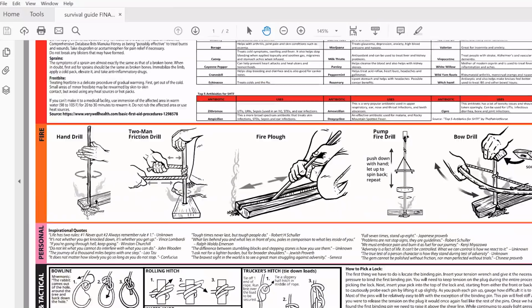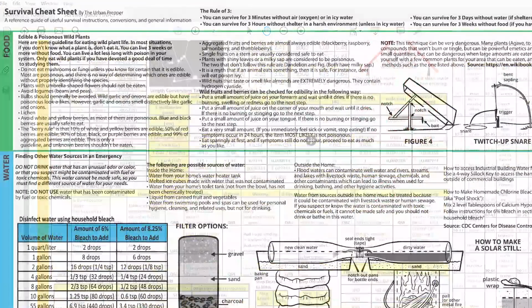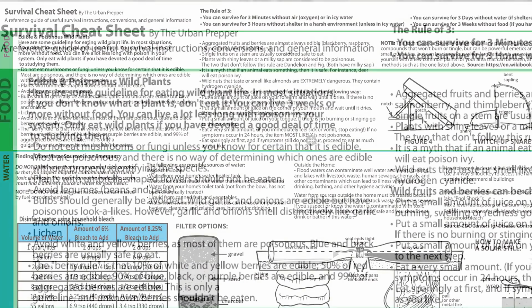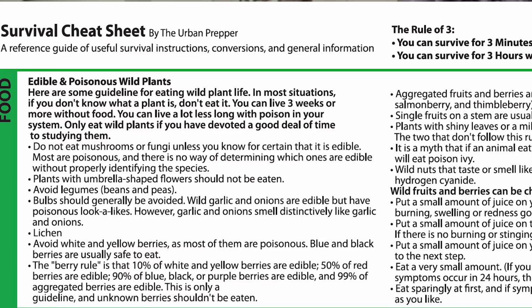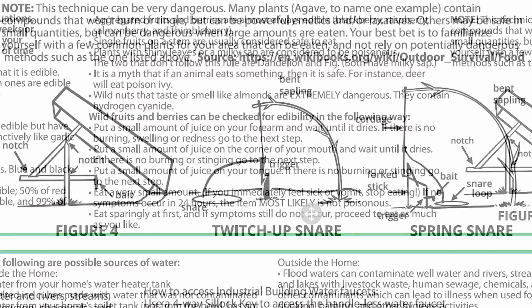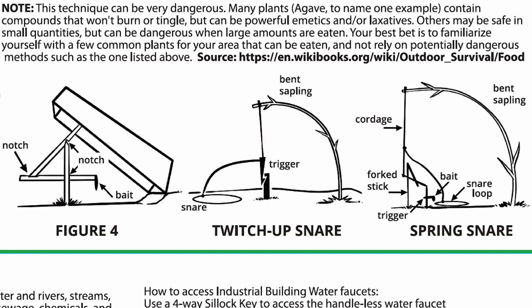So let's start going through all the various sections now, starting off with food. So for the food section, I had to scale it back a little bit to make sure that it wasn't region specific. So I just went with general best practices. The first part is for edible and poisonous wild plants, on general practices for that. Also with wild fruits and berries, on how you could check to see if they're edible. And then I also have information here with regard to snares and traps. So like a figure 4, dead drop, and also various snares.